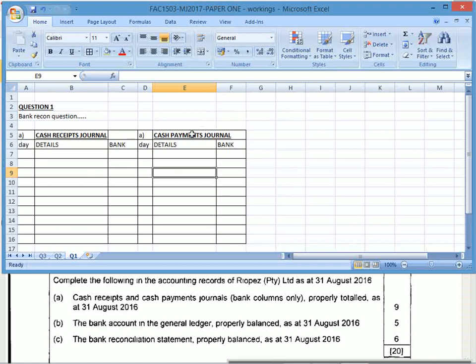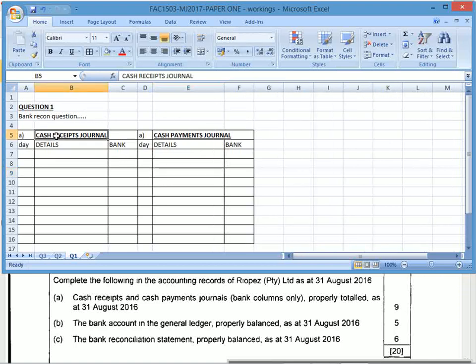Okay, just to revise. Cash receipts and cash payments, they're journals. Journals are internal records of the business. In a bank reconciliation question, you're trying to confirm what you've got in your books to what they have in their books, because it's internal and external records. If both of your records reconcile, then you've done the bank recon correctly. That's what you're trying to do.